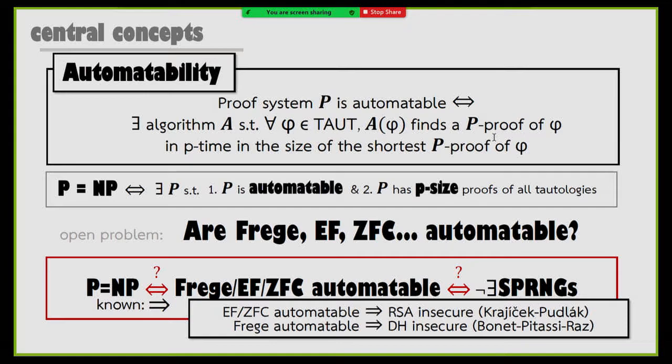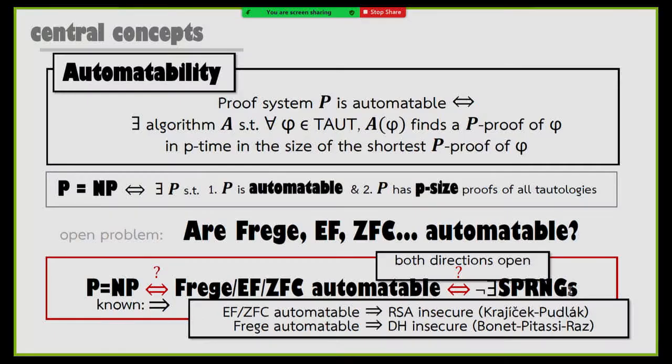Regarding the connection between automatability and cryptography, we know that if you can automate standard systems like ZFC, then you can break specific cryptographic assumptions, like the security of RSA. But it is not known how to break a generic cryptographic assumption, like the existence of strong pseudorandom generators, let alone to prove the equivalence between such notions. You see now that our understanding of learning and automatability is relatively similar.